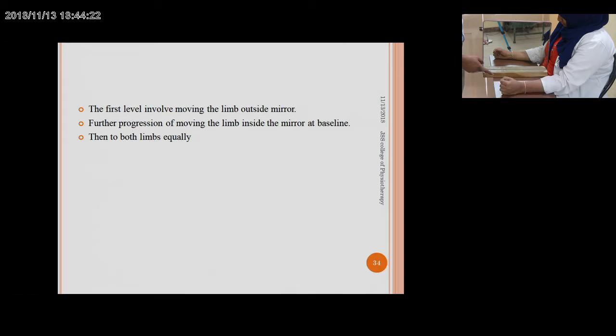Now initially, she will be doing the activity of touching the tip of her index finger to the tip of her thumb, and she will be trying to do the same on the opposite side. But when doing this, she will be looking only into the mirror. Okay. Now try making a fist as much as possible with both hands.